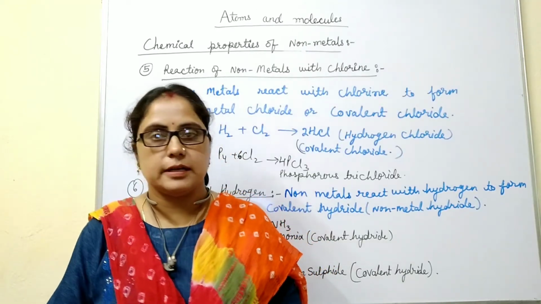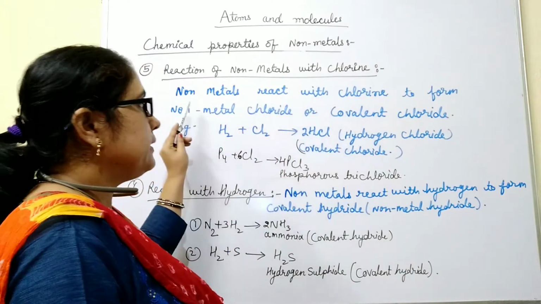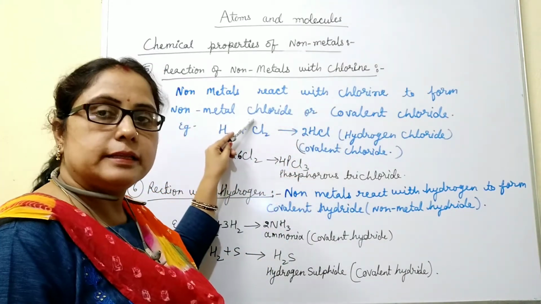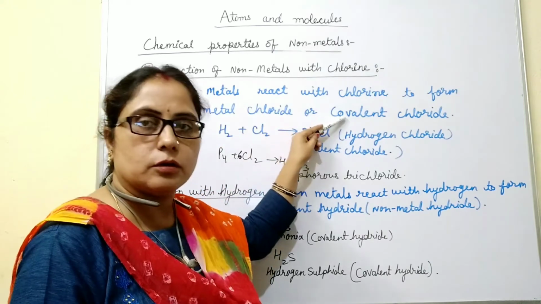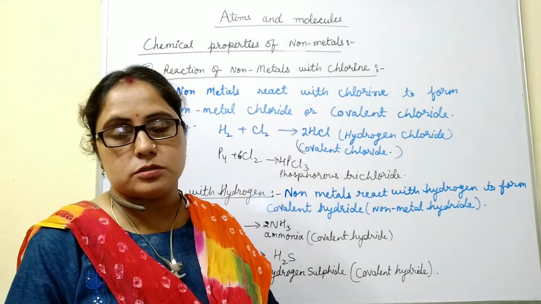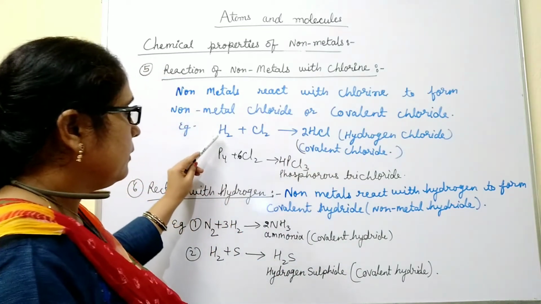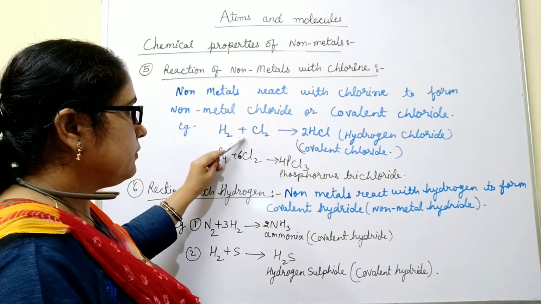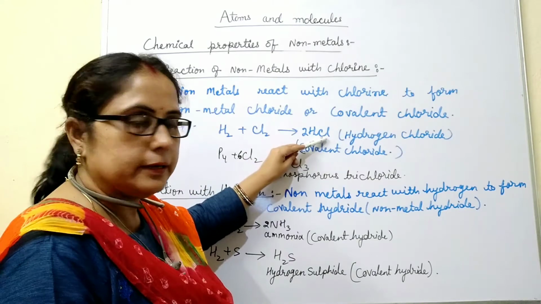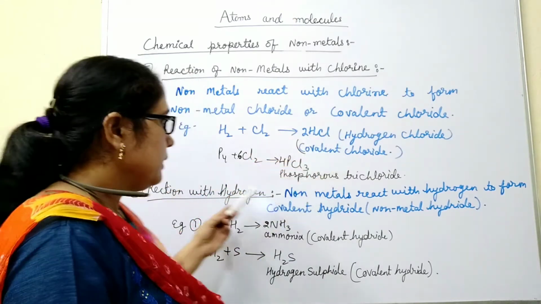Now the next reaction is reaction of nonmetals with chlorine. Nonmetals react with chlorine to form nonmetal chloride, and this nonmetal chloride is a covalent chloride. Covalent compounds are those which are formed by the sharing of electrons. For example, hydrogen reacts with chlorine to form HCl, hydrogen chloride. This hydrogen chloride is a covalent chloride.